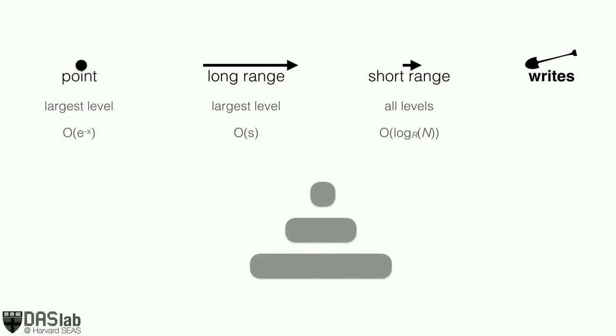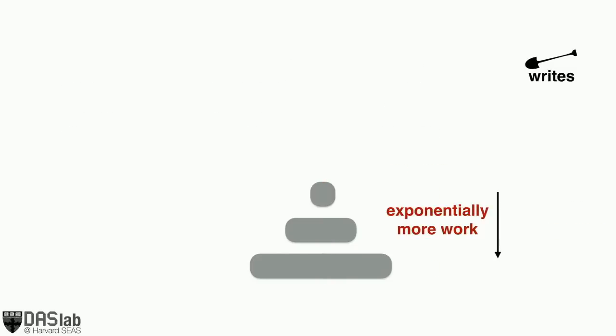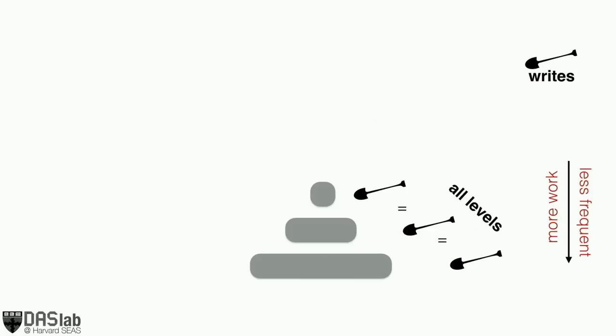Okay, and for writes, so writes are quite interesting. In some sense, merging runs at larger levels is exponentially more expensive because they're exponentially larger, right? But on the other hand, these merge operations take place exponentially less frequently. So overall, these two things balance each other out, and so in the long run, the amount of merge operations that you have to do per level on average is equal.